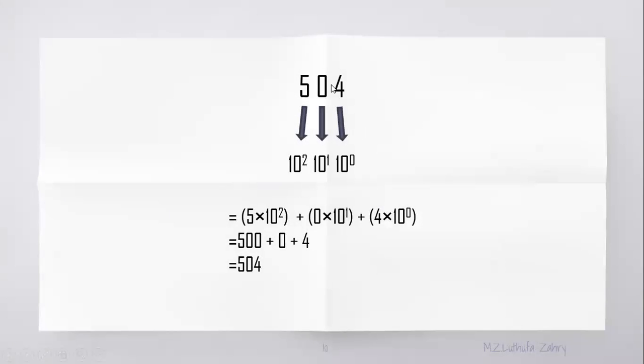Okay, same like that, how is 504 formed in decimal? This is the ones place, this is the tens place, and this is the hundreds place. So you have 5 into 10 to the power 2, plus 0 into 10 to the power 1, plus 4 into 10 to the power 0. All this together will give you 500 plus 0 plus 4, which is 504. So this is what a decimal number system is, and this is how a decimal number is formed. Okay.